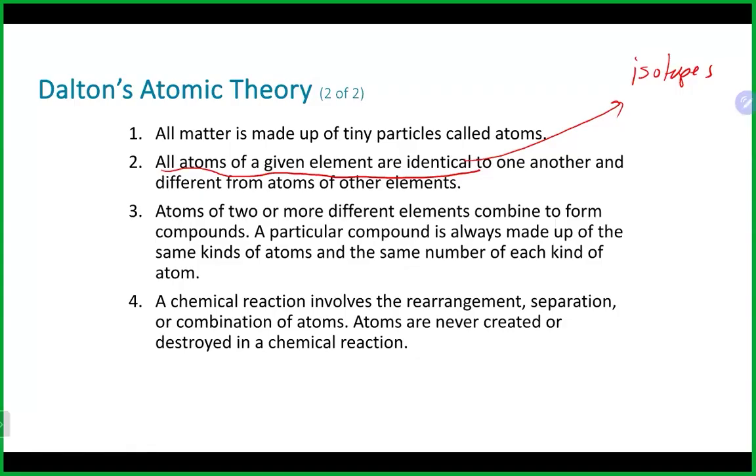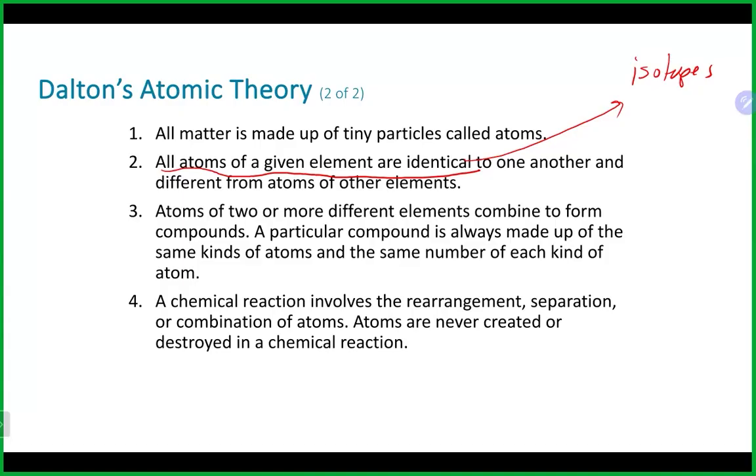The idea that every atom of the same element is identical to each other is incorrect. Now, the second part of that is okay, the part where it says that an atom of one element is different than an atom of another. If you had a copper atom versus an iron atom, there are differences in those two. They are not identical to each other. So that part's all good.